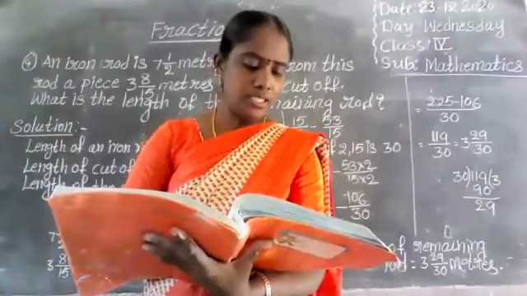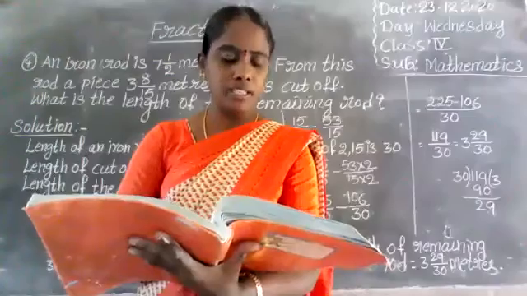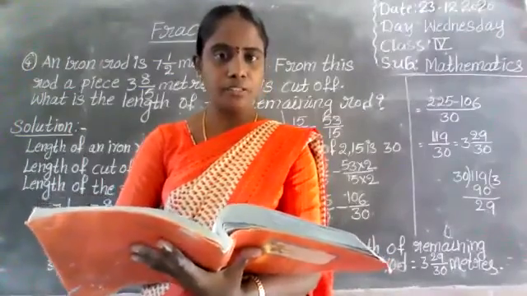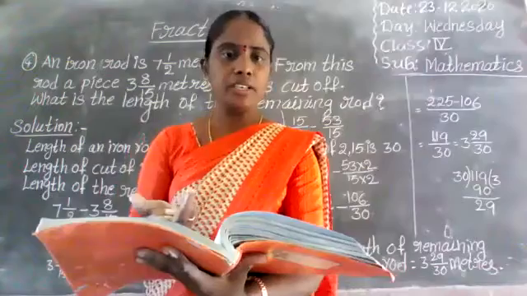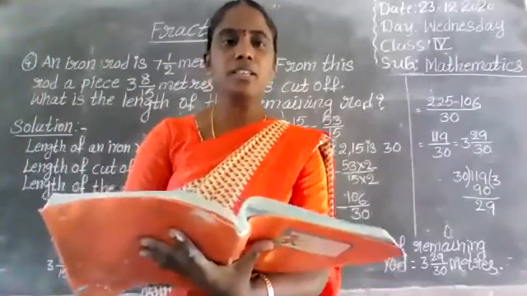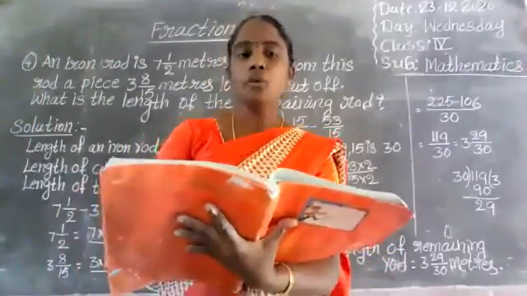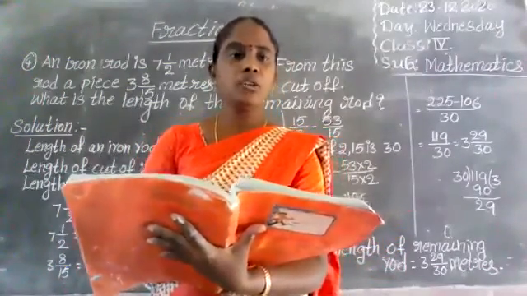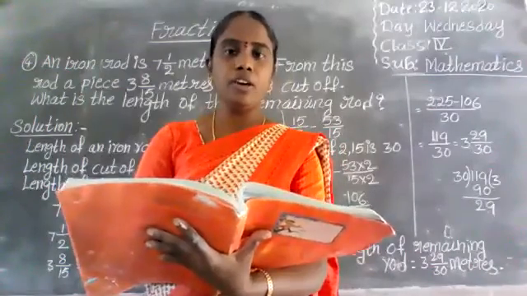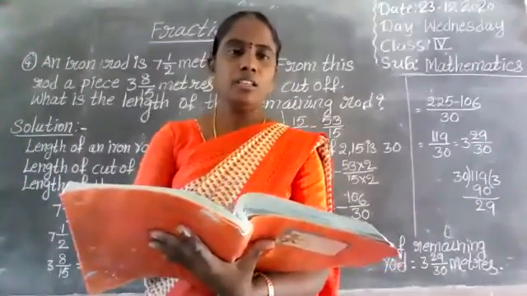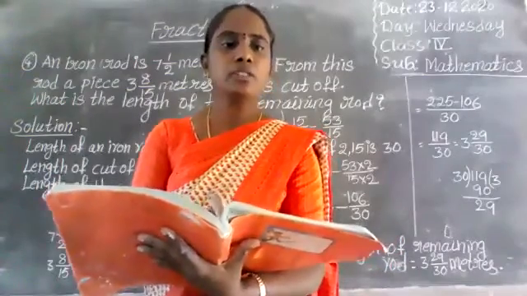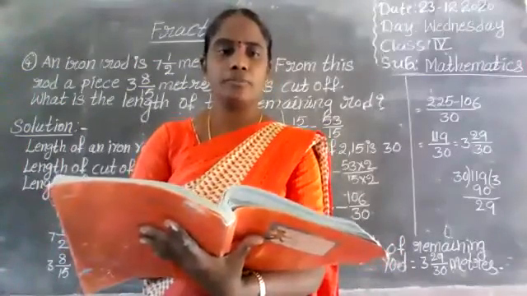Okay. Next, 6th bit, change into improper fraction. Next, 7th bit, change into mixed fraction. Next, 8th bit is fraction addition. Next bit is fraction subtraction. Next bit is write true or false. Okay. You complete these in your running notes, CW. And if sufficient space is there in your textbook, complete them in your textbook also.